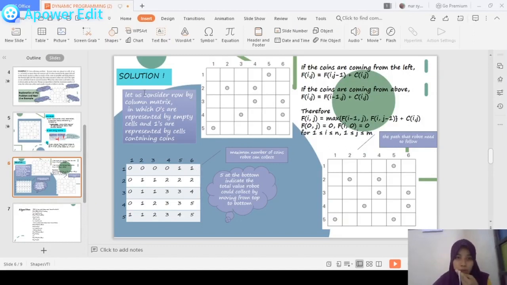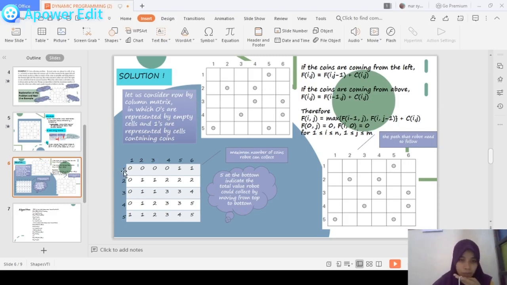And I'll present the solution part of the robot coin collection problem. This is the question from the recent slide. Let us consider a row by column grid in which 0 is represented by an empty cell and 1 is represented by a cell that has a coin. If the coin is coming from the left, this is the formula we use. And if it is coming from above, this is the formula. Therefore, we compare the maximum value between the two cells and sum it up with the cell that has a coin, which we assume as 1.